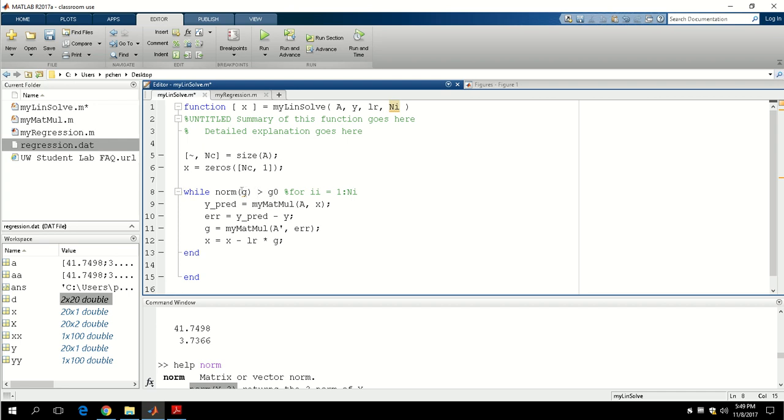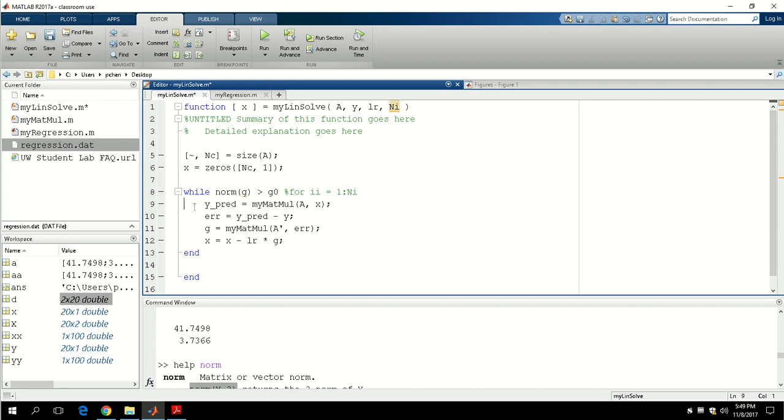It's going to compute G. It's going to compute the norm of G. But when Matlab reached this line, G hadn't been defined yet. G was computed later on inside of the body of the loop, right? So how do we actually fix that?